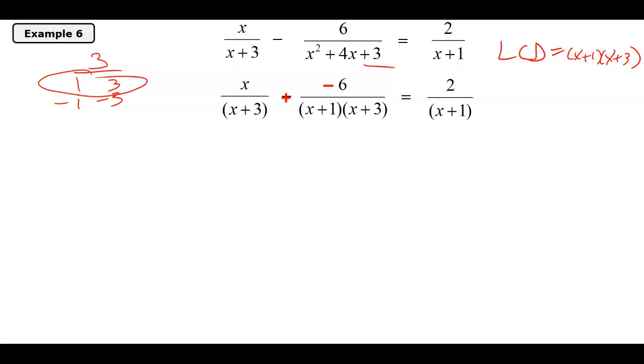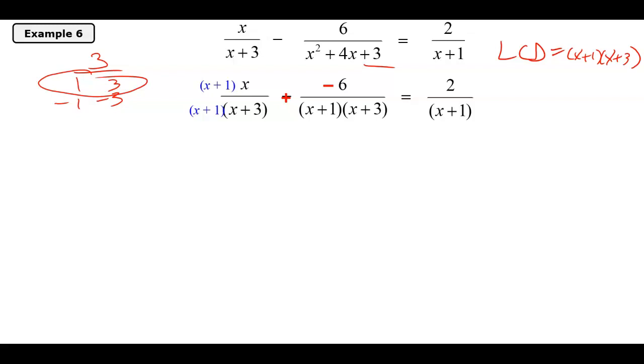Everybody, this is x plus 3. What is missing to give me this? X plus 1. So this first one needs to be multiplied by x plus 1 on the bottom and the top. So it's going to look like this.